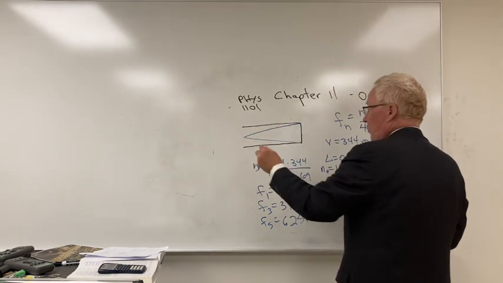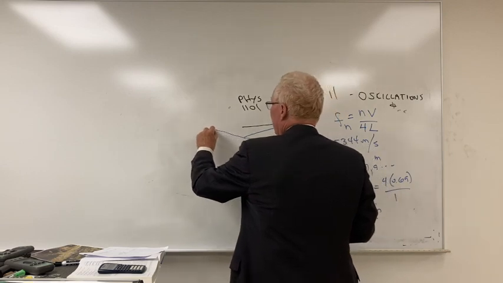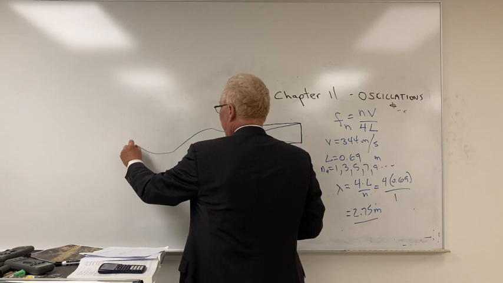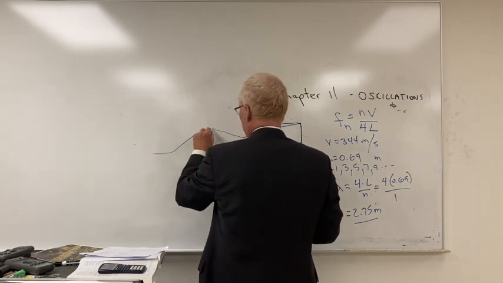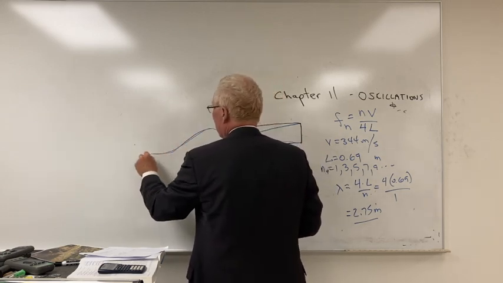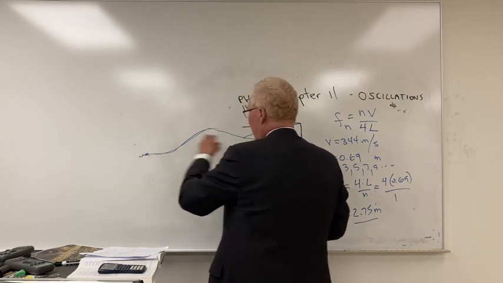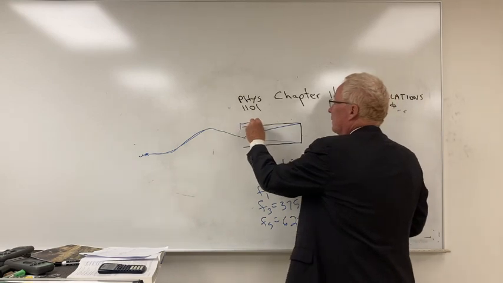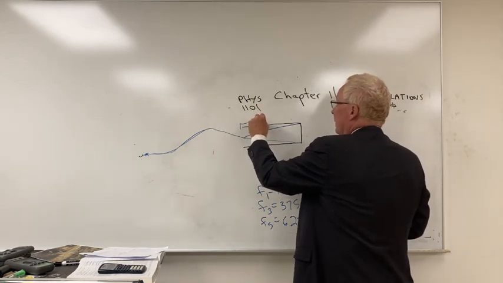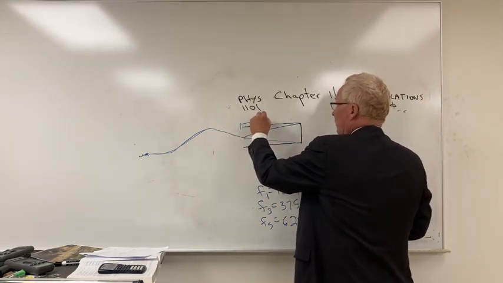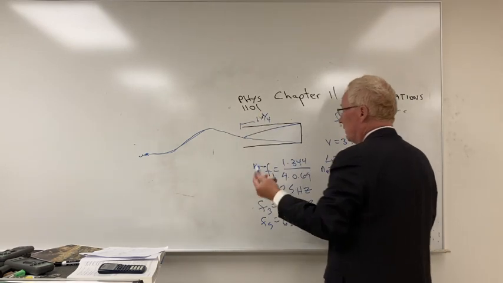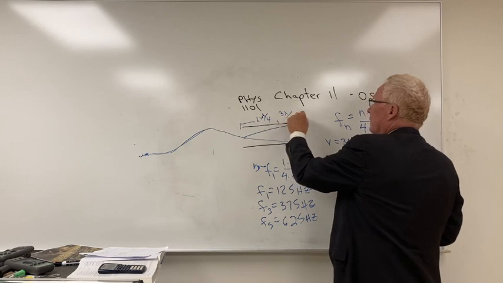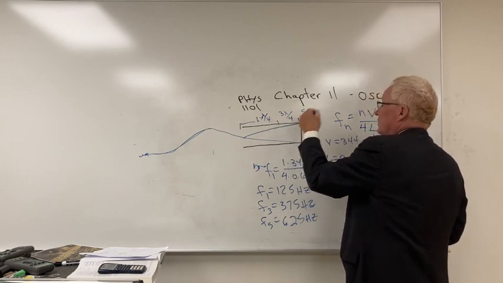And we only have a quarter. So actually what we have is, we go up. So the entire wave, to scale, would be 4 times that. So this is actually only 1 quarter of a wavelength. And the next one is 3 quarters of a wavelength, 5 quarters of a wavelength, and so on.